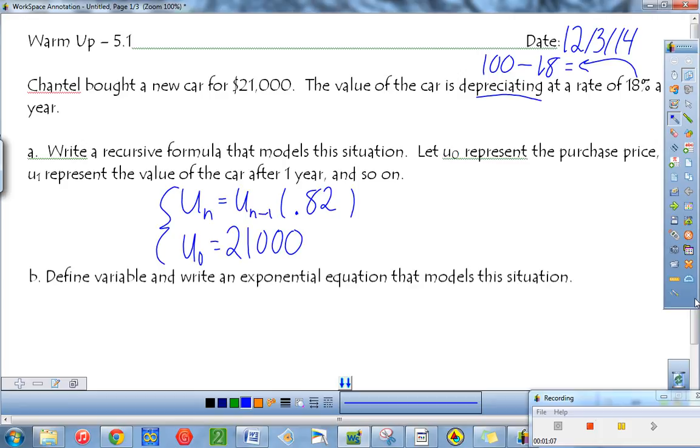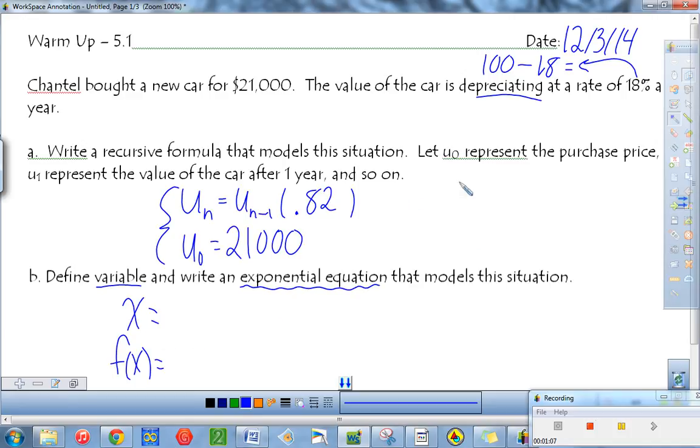Does anybody love converting recursive into exponential way better than arithmetic? Geometric is so much better. Just a thought.